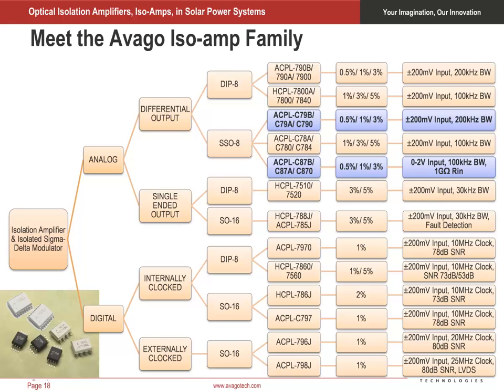Besides the parts we spoke of today, Avago offers many other products. Here is the complete Avago isolation amplifier family. There are both analog output and digital output types. Digital isolation amplifiers have both internal clock and external clock versions. Pick one to suit your design. Start your solution search at our ISOAMP selection webpage, shown here.